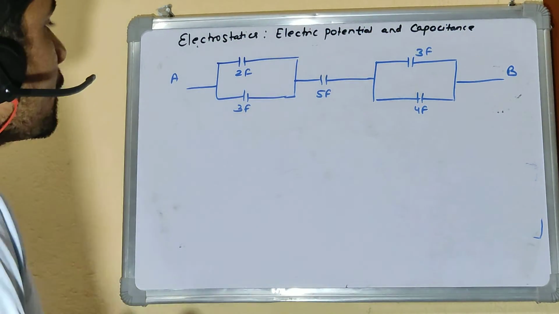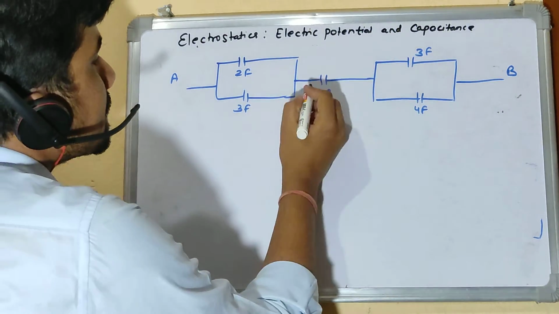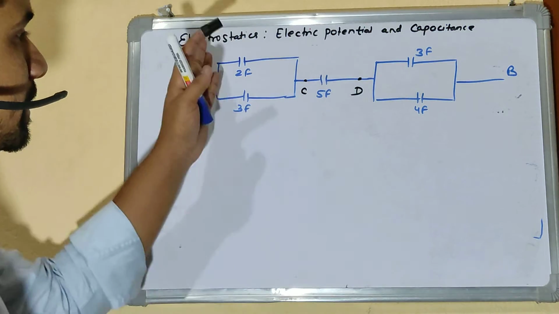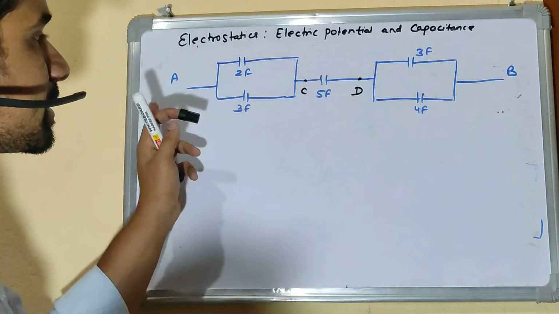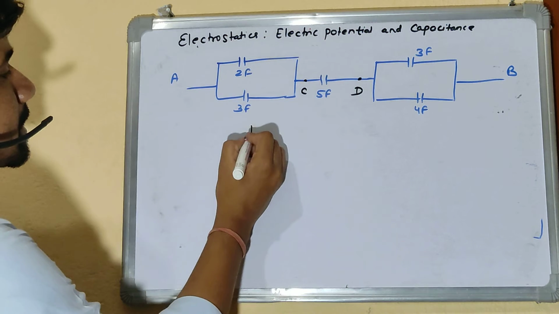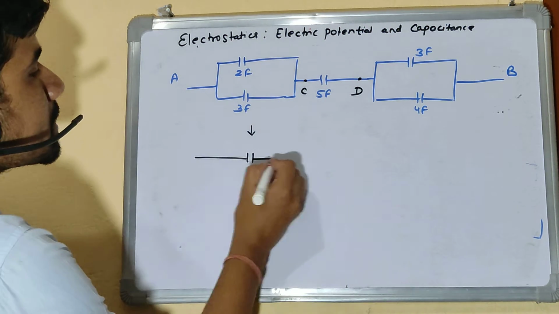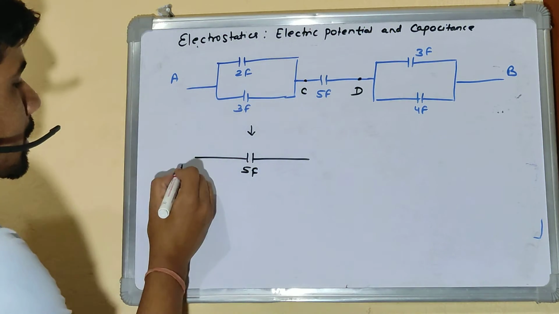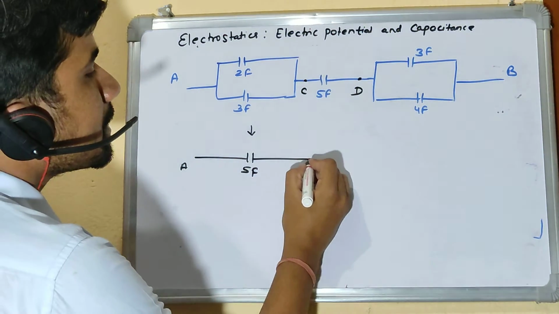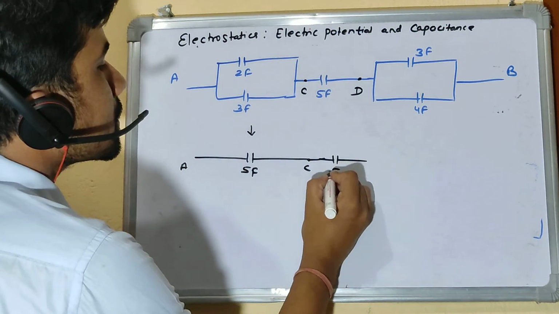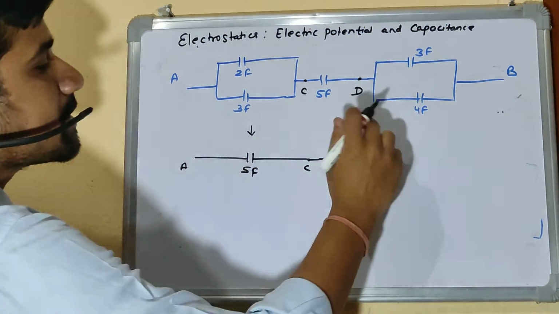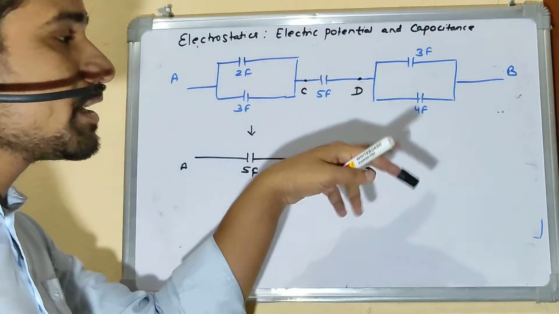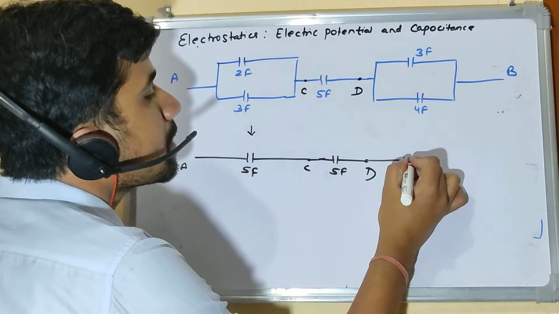Now you see here, if I place points, this is A, this is B. Let's say this point is C, this point is D. Between A and C, these two are in parallel, right? Can I simplify this? For parallel, it is just the sum of these two. So I can say 2 plus 3, which is 5 farad between A and C. Let me keep C and D the same as 5 farad. Again, between D and B, these two are in parallel, so the net capacitance is the addition of these two, which is nothing but 7 farad.